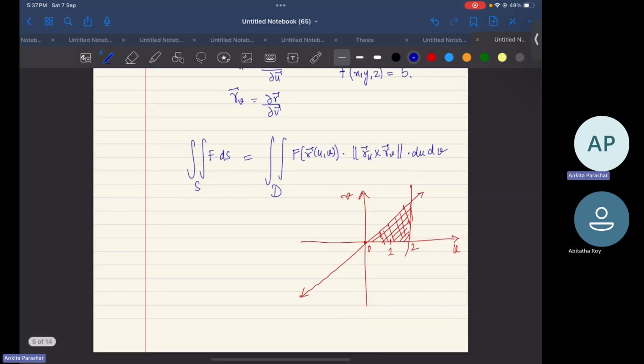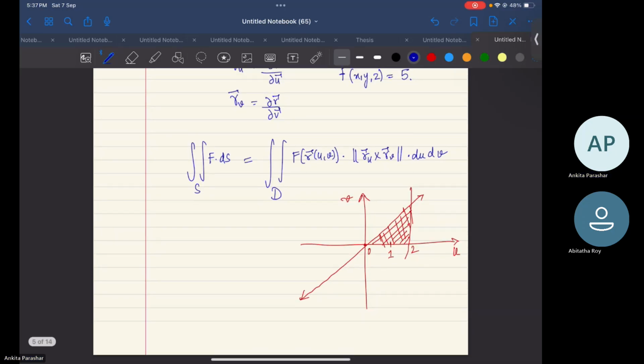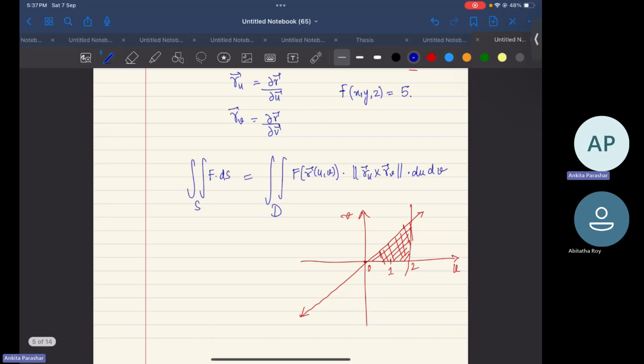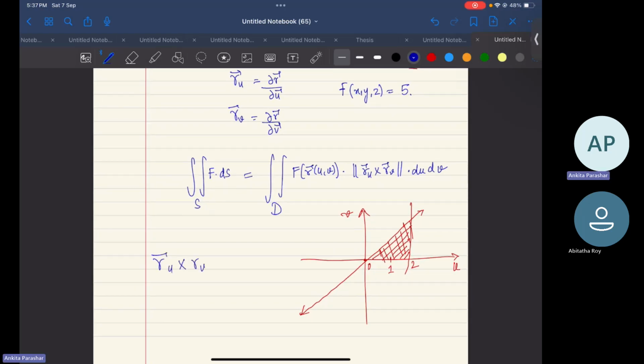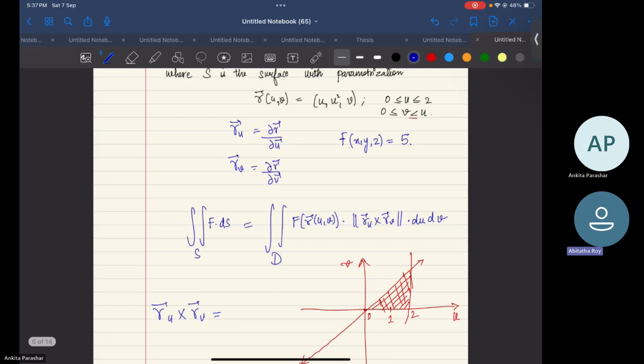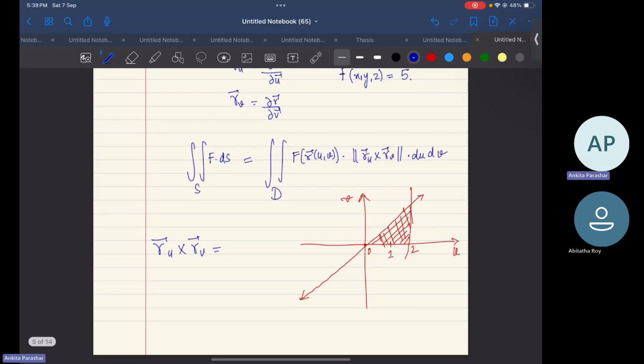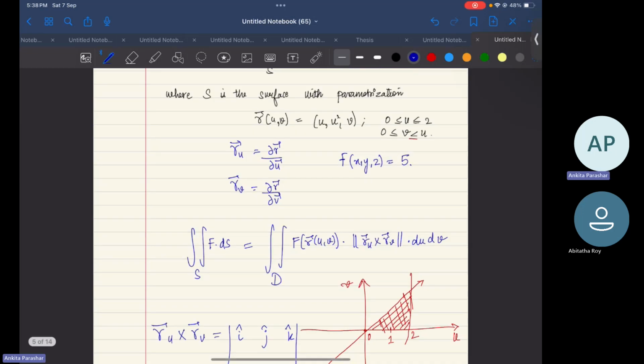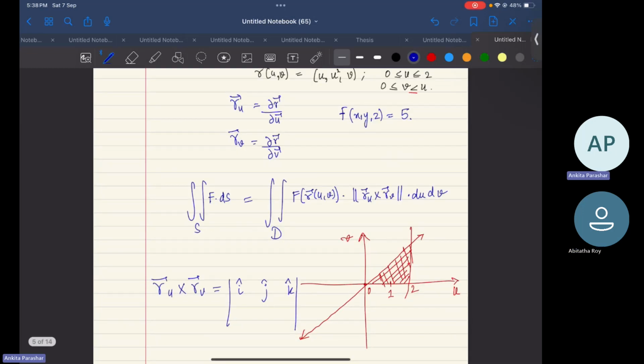Okay, now can we do something over here? What is RU cross RV, by the way? Let's compute that. This will be 2u. I have a doubt: the i cap and j cap values are 0. Okay, let me see. So RU is nothing but 1, 2u and 0. This is okay, right?